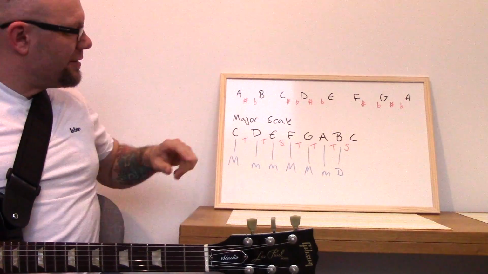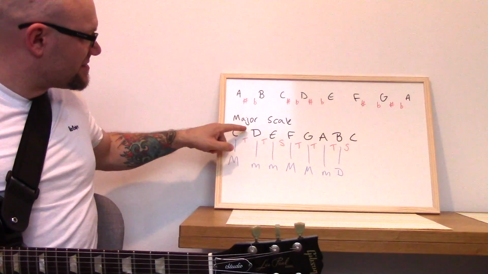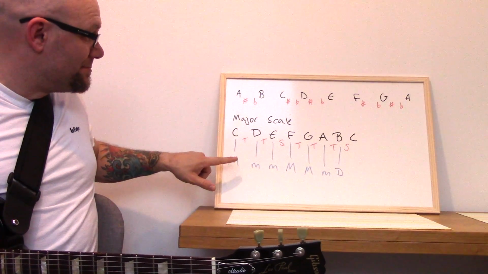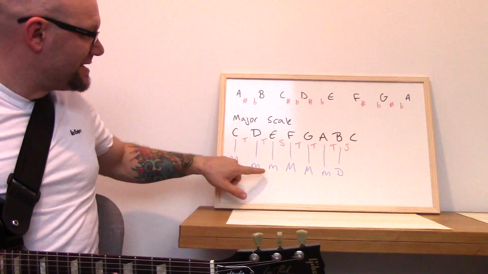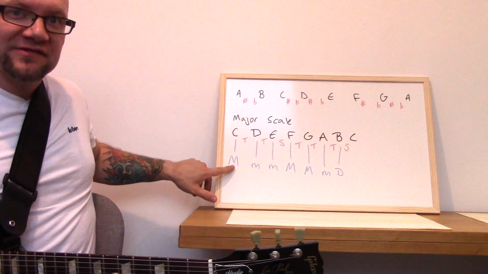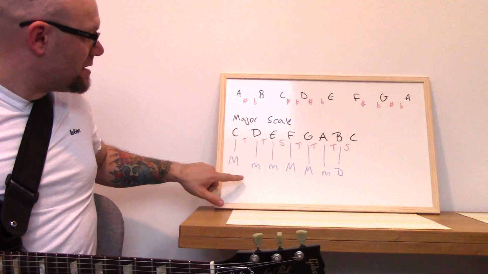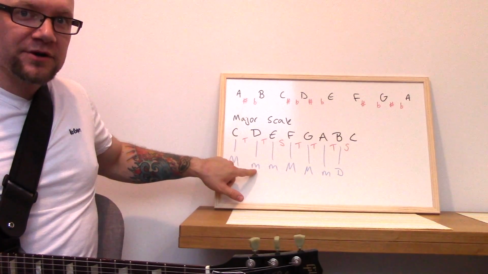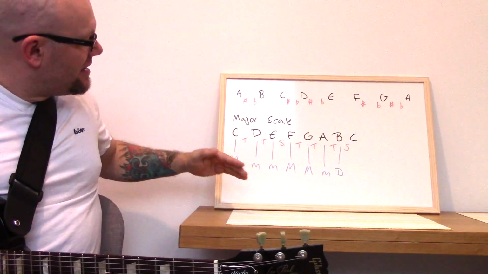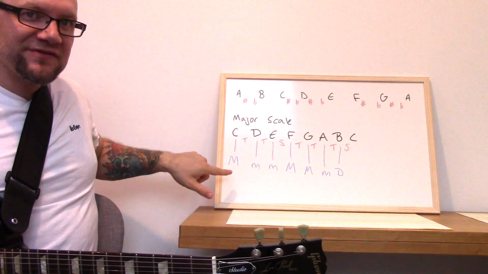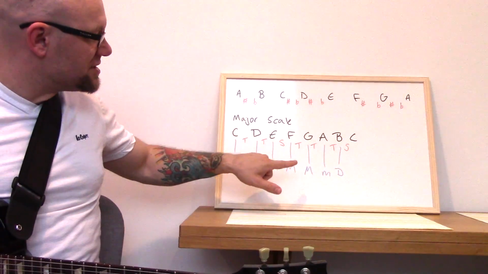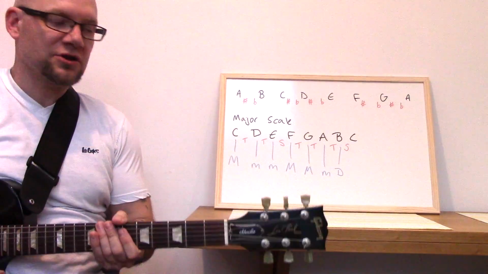So as you can see now, underneath each of these notes, C, D, E, F, G, etc., I've put a letter in blue. So a capital M, a little m, or a D. So the capital M stands for major chord, the little m stands for minor chord, and the D stands for diminished. So again, in every major scale you have this pattern of chords: major, minor, minor, major, major, minor, diminished. And I'll show you what I mean.